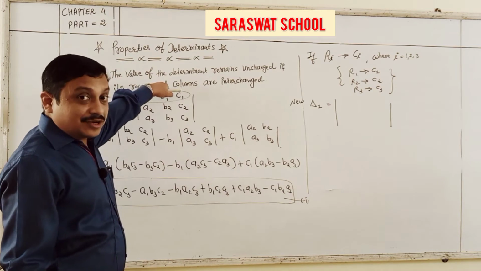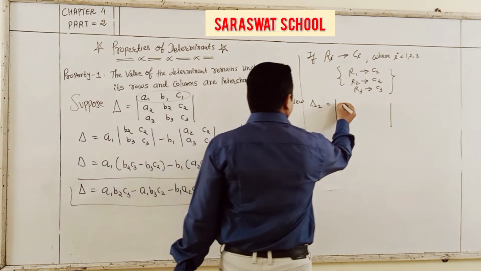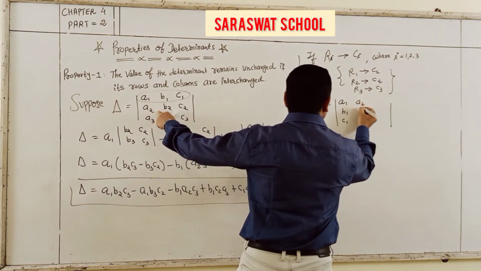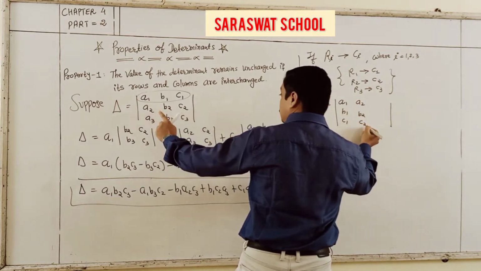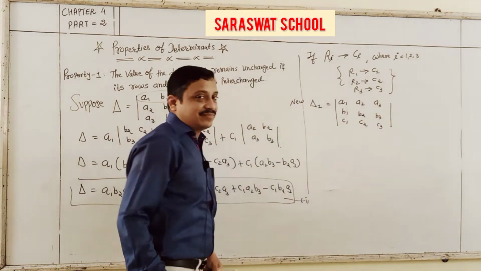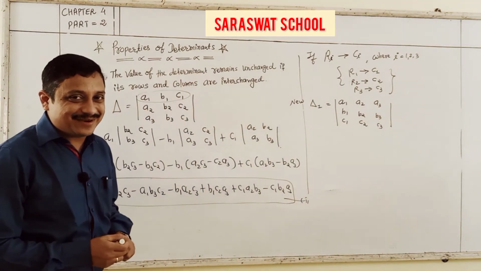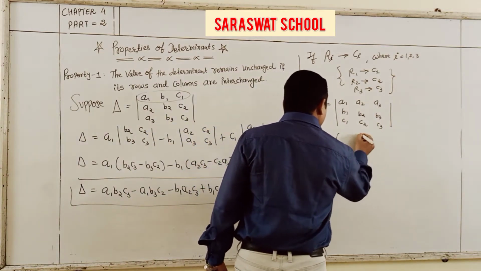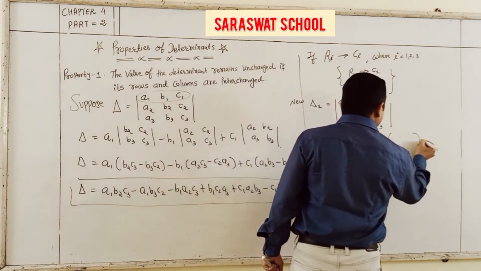First row converts into first column, so A1, B1, C1. Second row, second column: A2, B2, C2. Third also the same: A3, B3, C3. And now expand by the definition. So del 1, the A1 expansion with the definition is known, students.